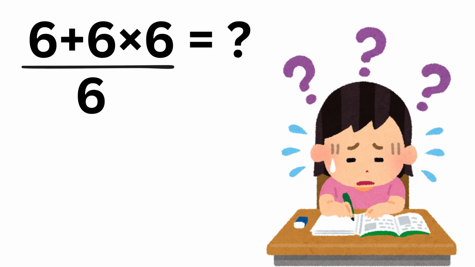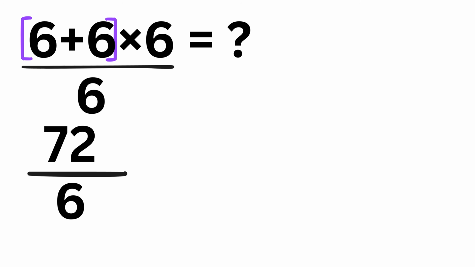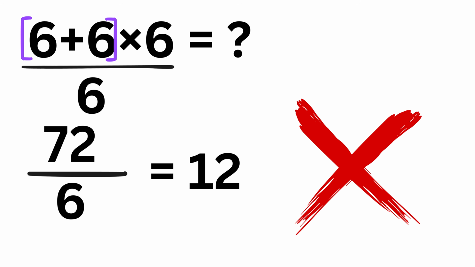6 plus 6 times 6 divided by 6. 6 plus 6 gives us 12, and 12 times 6 is 72. Now, 72 divided by 6 is 12, but this answer is incorrect.